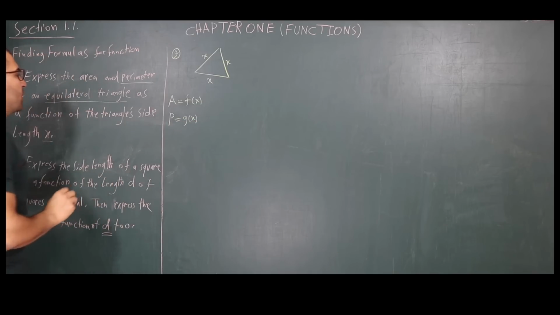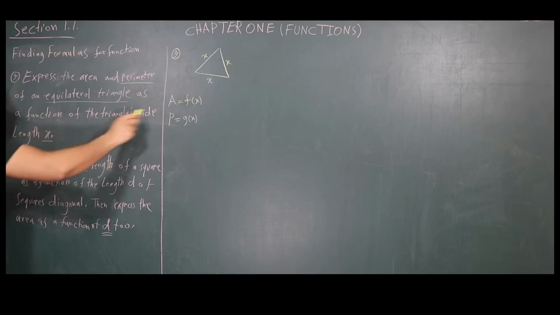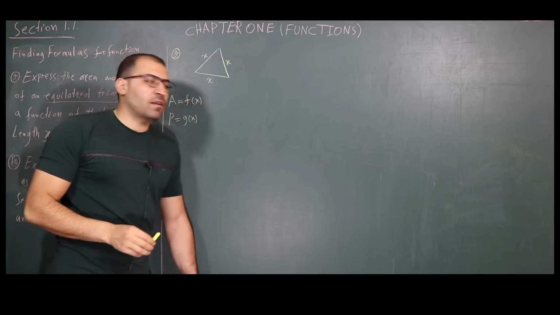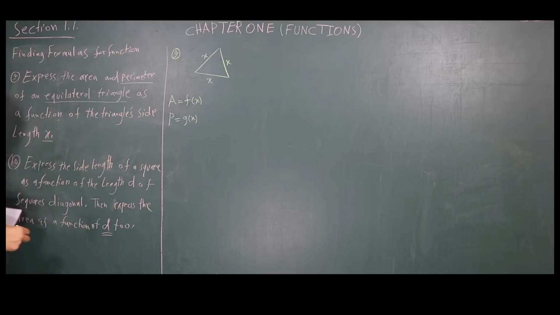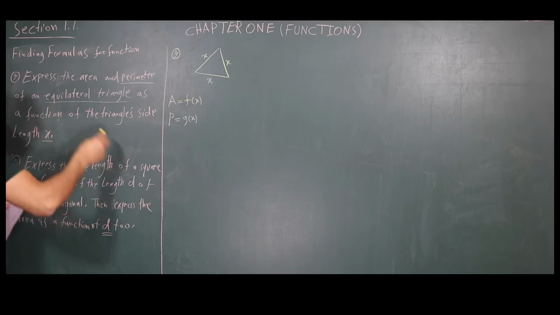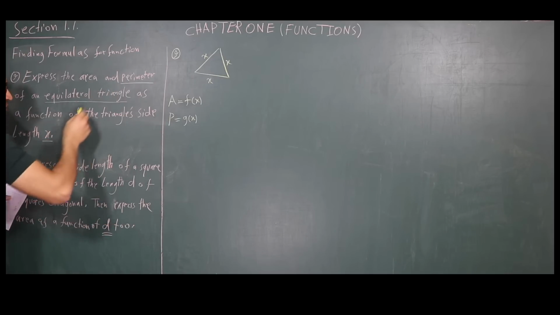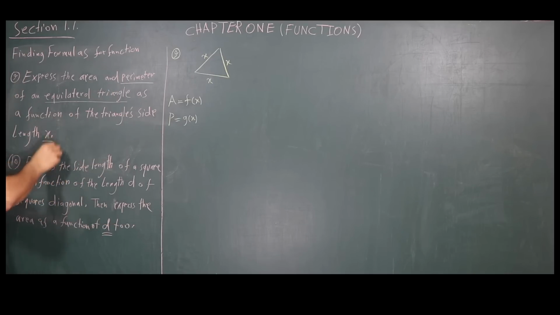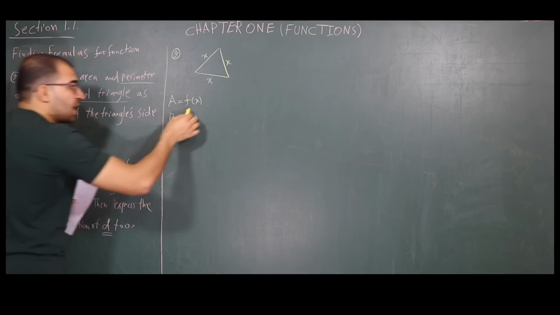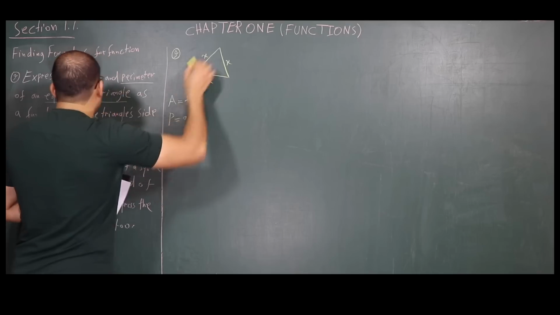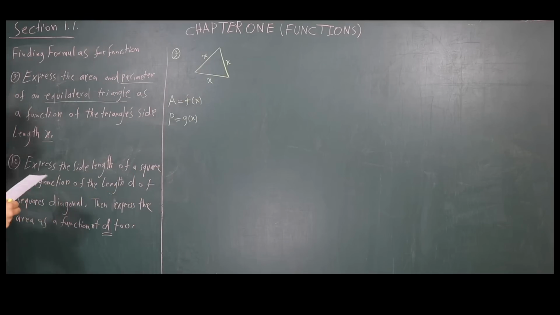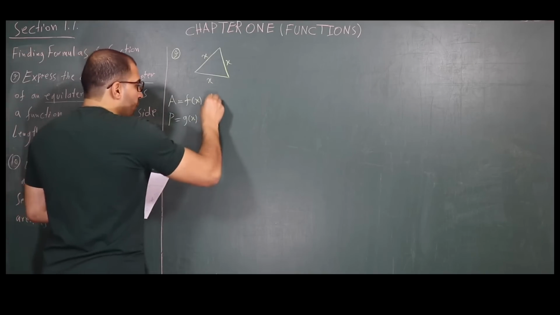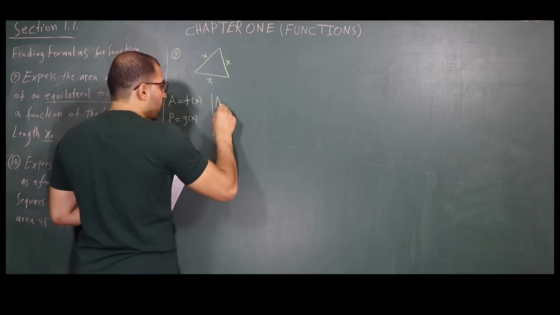So he wants me to express the area and the perimeter as a function that depends on the variable x, which means the side of the equilateral triangle.